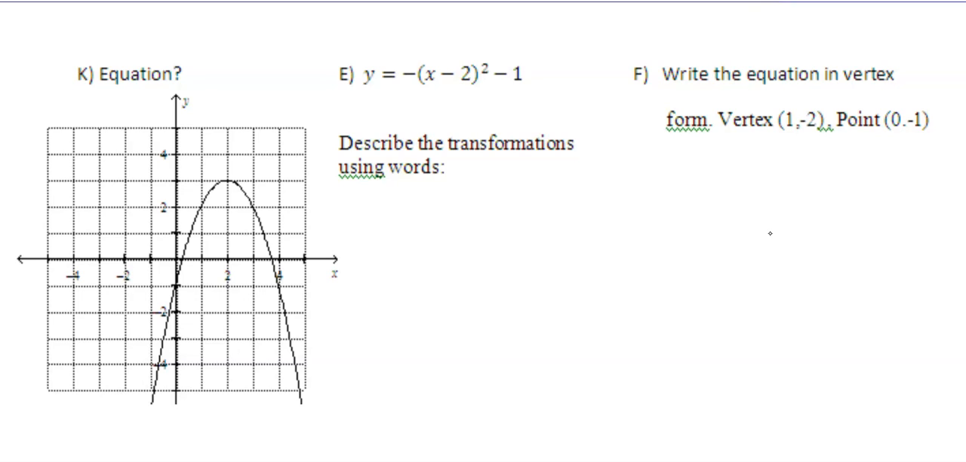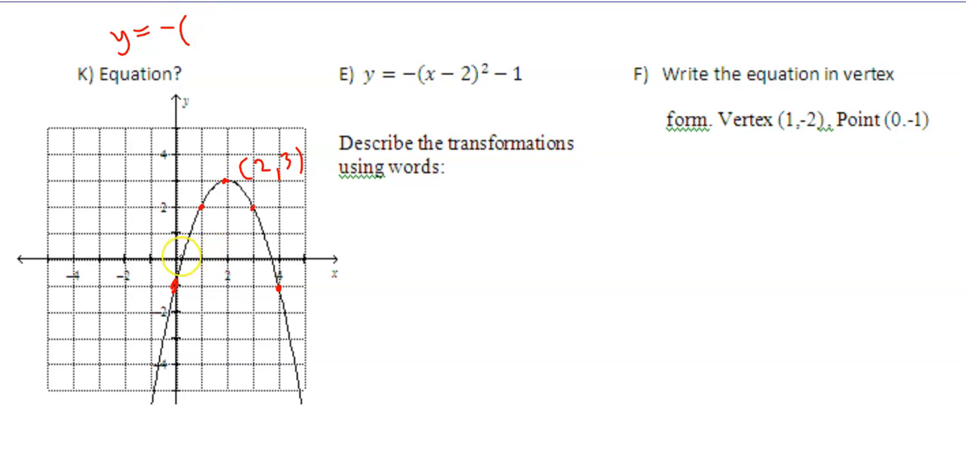Okay, so let's work backwards here. So identify the vertex. I would write it out. This is going to be 2, 3. The pattern seems to be the same as the normal pattern that we know, except it's opening down. So right away, I know there's a negative in front.